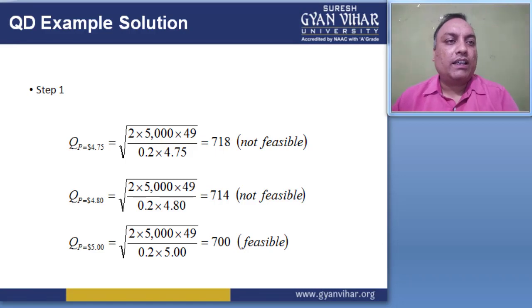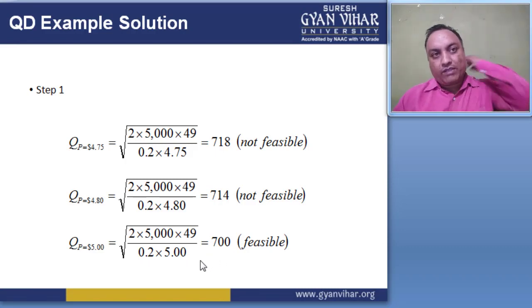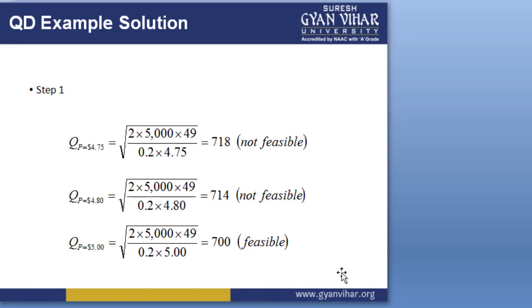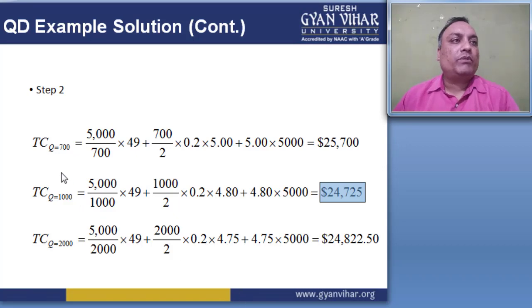And then move to the third case. Here the QP equals $5. For this case it will give a solution of 700. So this is a feasible solution for this case. Then move to the next step of this problem. This is step number 2. For step 2, this is the total cost if Q equals 700, Q equals 1000 and Q equals 2000.